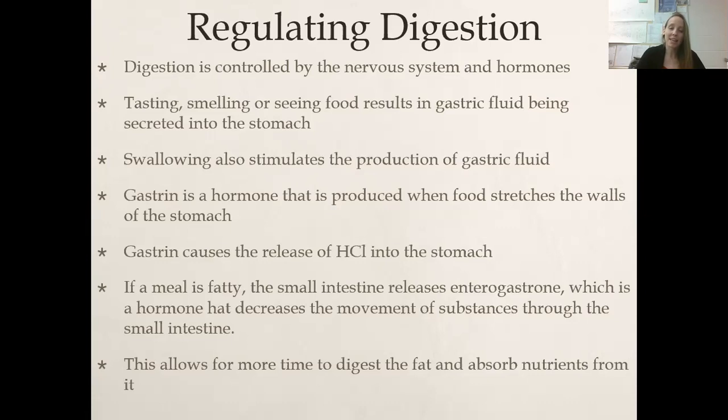If you have a really fatty meal, the small intestine is going to release a hormone called enterogastrone, which essentially just slows down the small intestine so that it has more time to break down that really fatty meal and absorb all the nutrients.